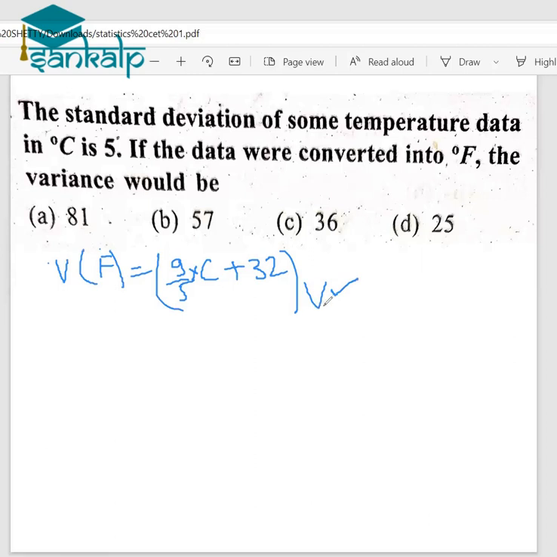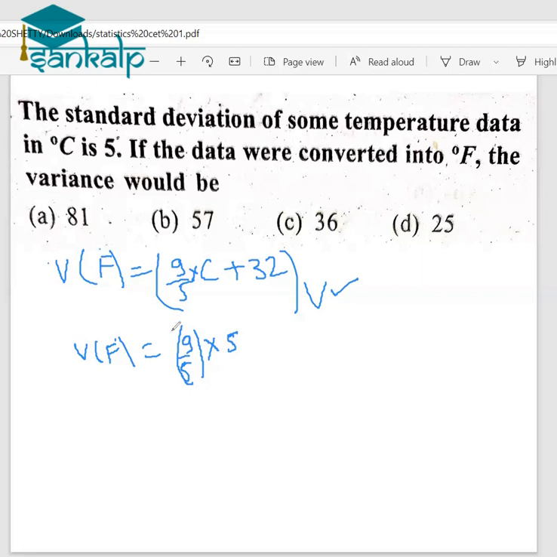There will be a change in the variance only when we are multiplying. So V of F will be equal to, see, we are multiplying 9 by 5 times C. So now the variance will be 9 by 5, into 5 will be the new variance. So the new variance will be 9 by 5 into 5.